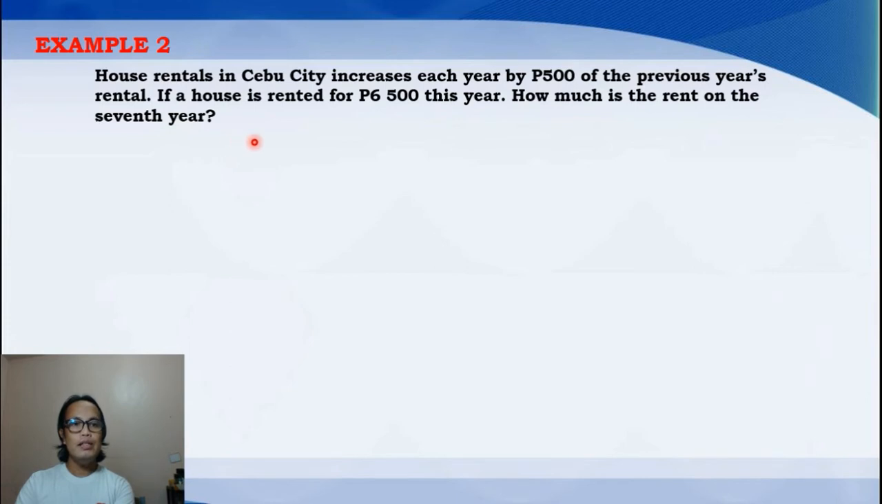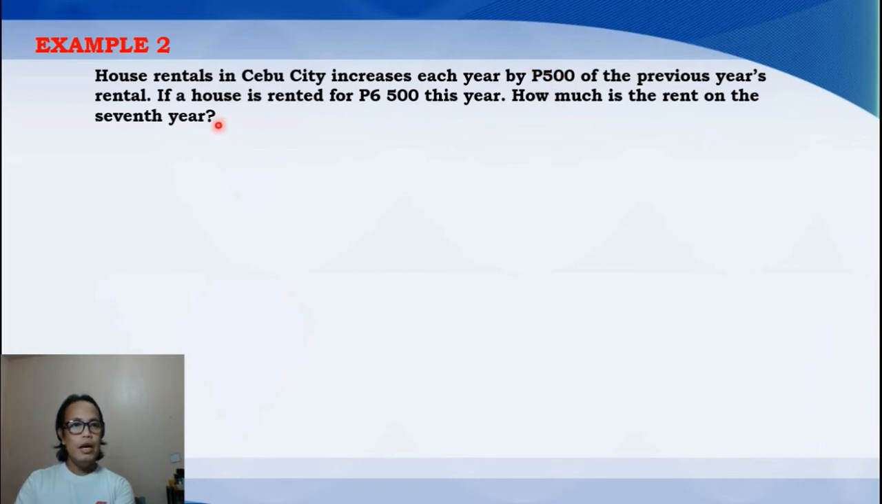House rentals in Cebu City increase each year by 500 pesos of the previous year's rental. If a house is rented for 6,500 this year, how much is the rent on the 7th year? Here, we are given our common difference is 500. This is the amount of increase per year.